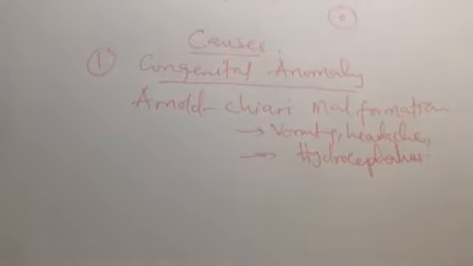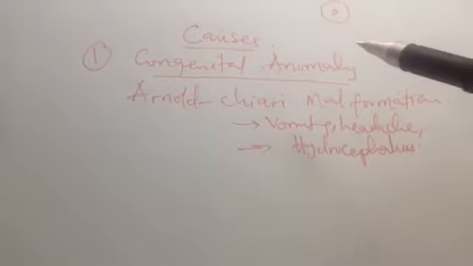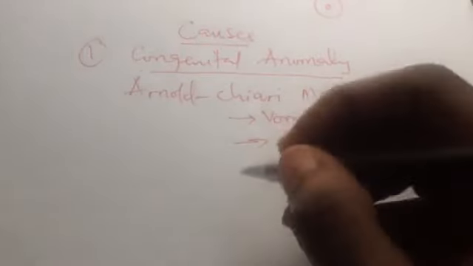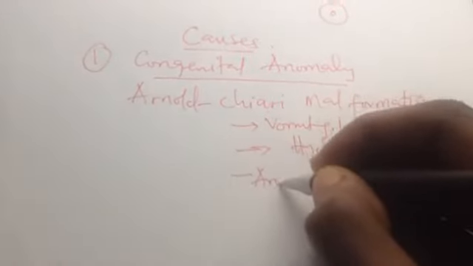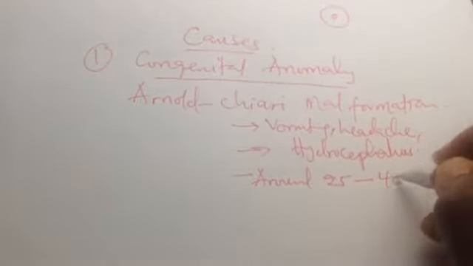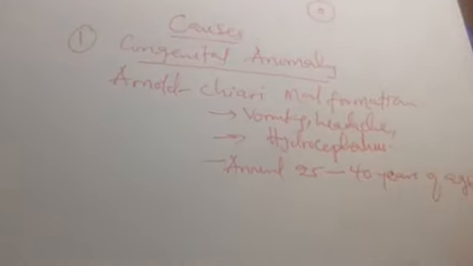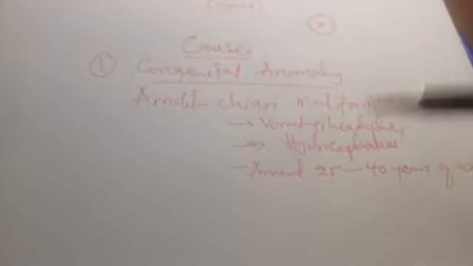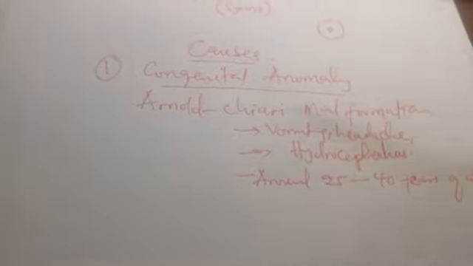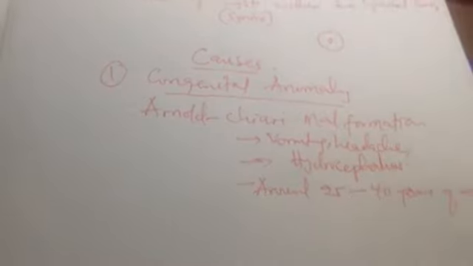Arnold-Chiari malformation causes syringomyelia mostly around 25 to 40 years of age. This is when the patient will start to experience the symptoms.